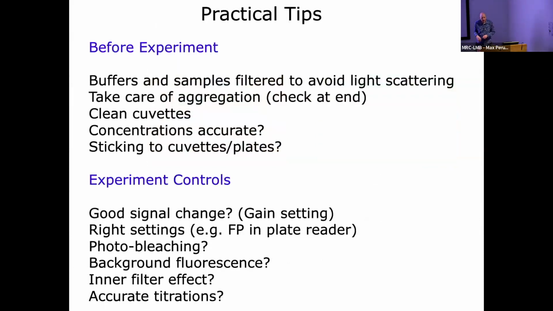Okay, practical tips. Filter everything, spin things down, check that things aren't aggregating, make sure everything's clean and concentration's accurate. Make sure you're not getting sticking to plates or to the cuvettes. Make sure you've got good signals. Have you got the right settings? I talked about the fluorescence plate reader for polarization. Are you getting photobleaching, background, inner filter effect, which I didn't talk about, and make sure you're doing accurate concentrations for your titrations. Right.